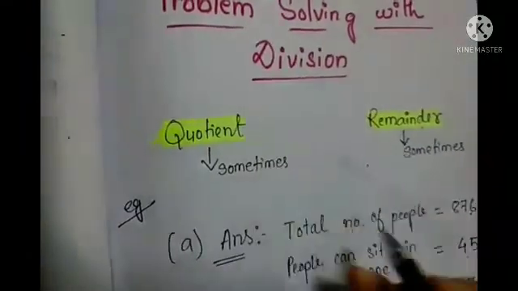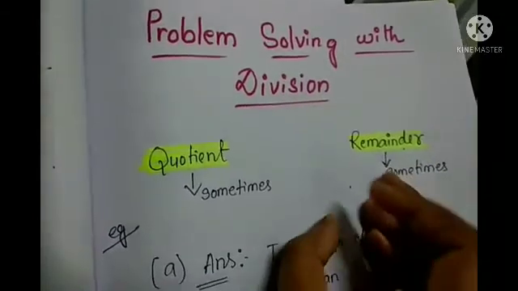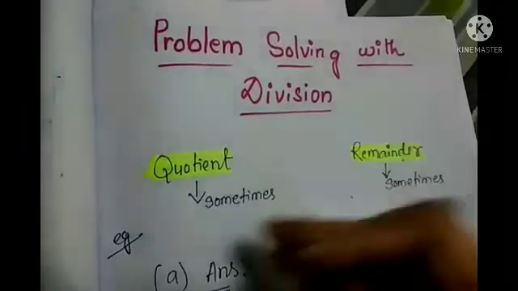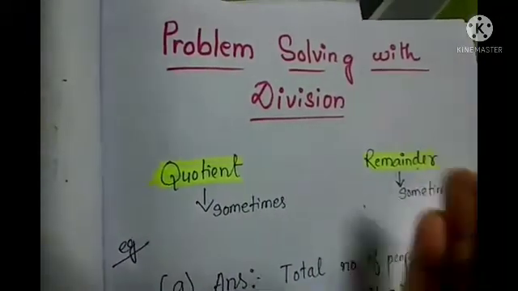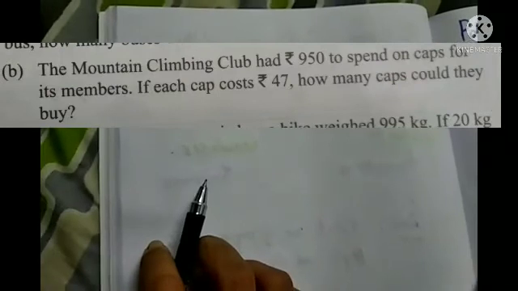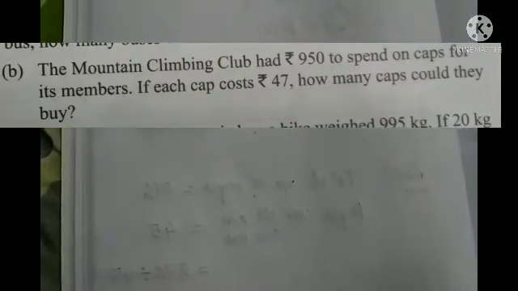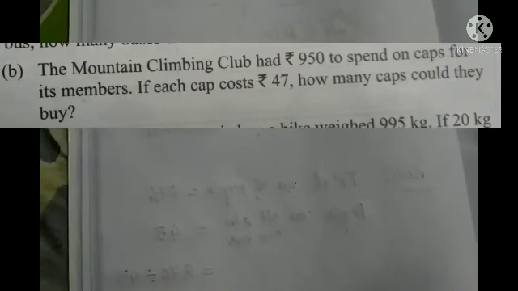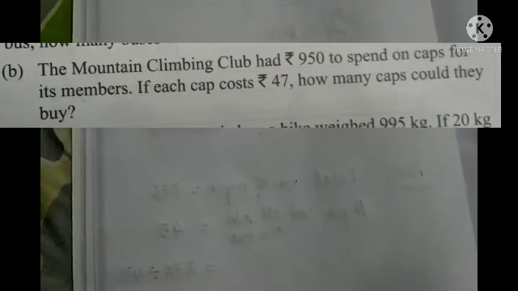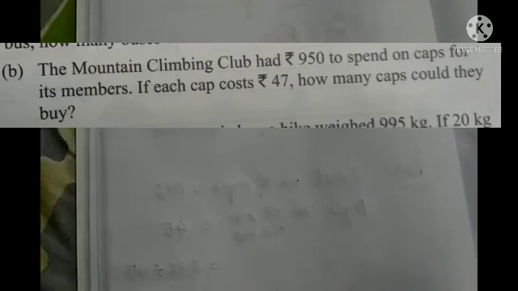Okay, to make you more clear, I will give one more example so that you can understand how you can use the remainder, or in some cases where you should not use it. So students, you can see the question. Question 4.5 B: The mountain climbing club had rupees 950 to spend on caps for its members. If each cap costs rupees 47, then how many caps could they buy?